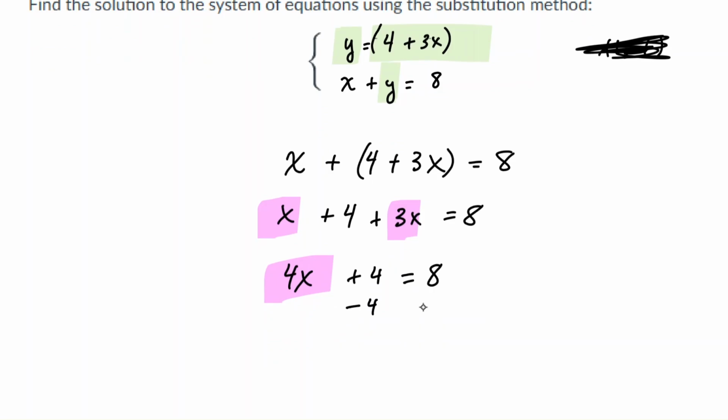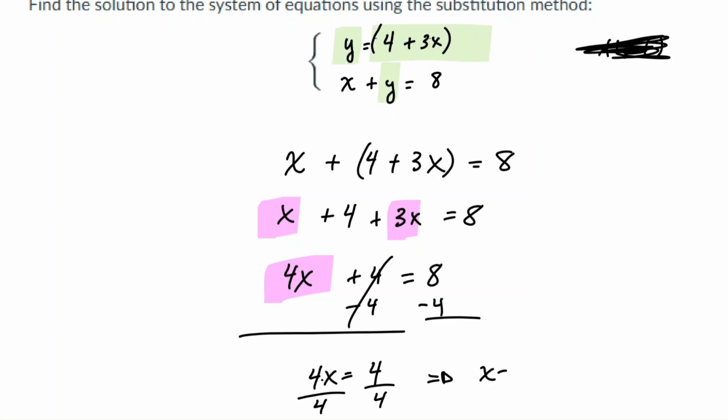I'm going to subtract both sides by 4, move what's farther away first. 4x equals 4. Now this 4 that's by the x is implied multiplication, so to get rid of it you divide. X equals 1. Now you get x equals 1, that's only part of this work.